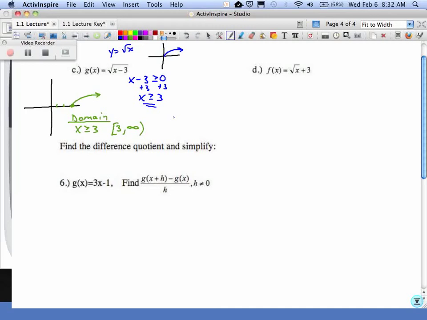Is the 3 under the radical or is it outside the radical? So what does plus 3 do? Moves us up 3. So where do my x values start? Maybe you take what's under the square root and set it greater than or equal to 0. You look at the graph. The domain on this problem is an x that's greater than or equal to 0. Or in interval notation, 0 to infinity.